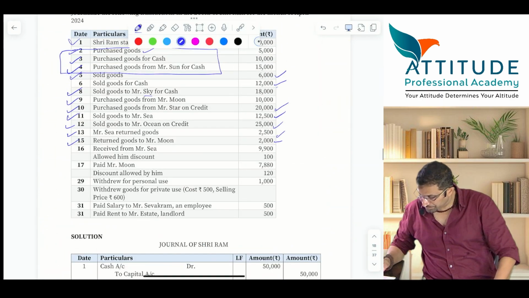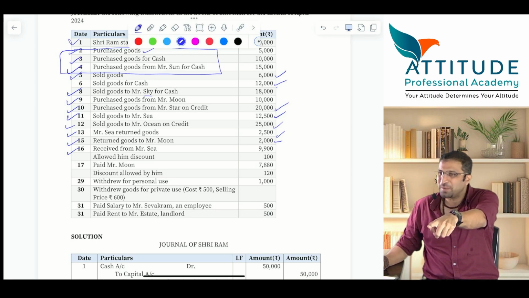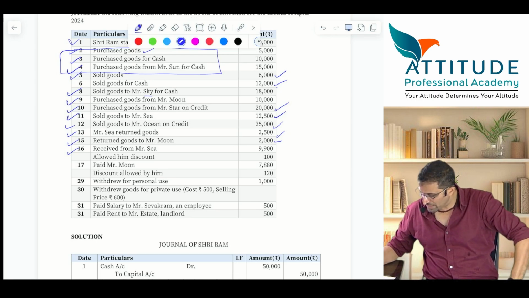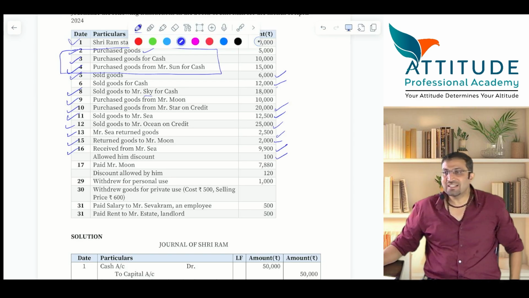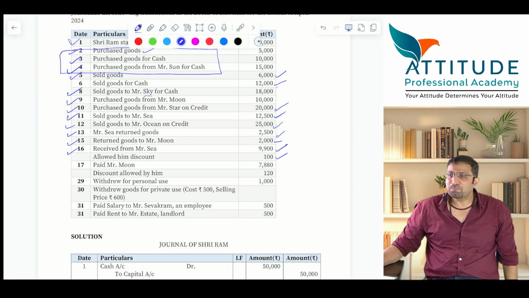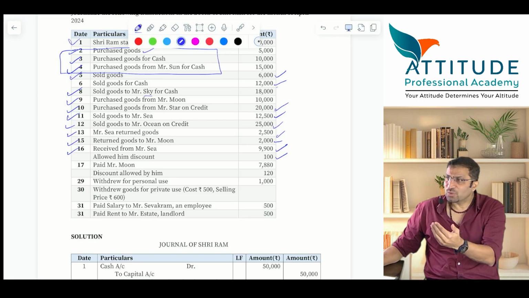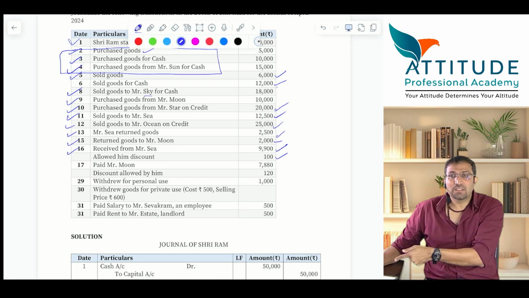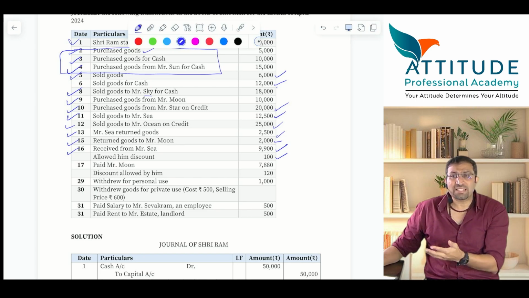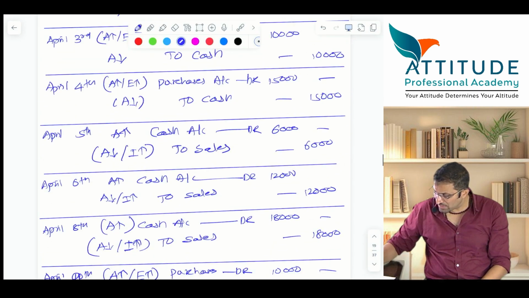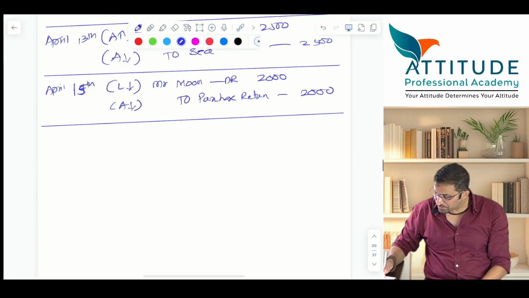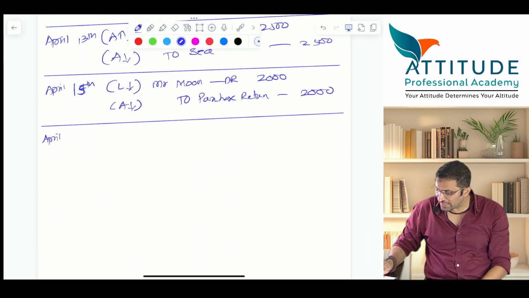April 16th. Now received from C. See, you have to receive from Mr. C how much? 10,000. But how much have you received from Mr. C? 9,900, and 100 you have allowed him a discount. Who was Mr. C? A debtor. Money receivable. Money came, how much came? 9,900. What did you get?